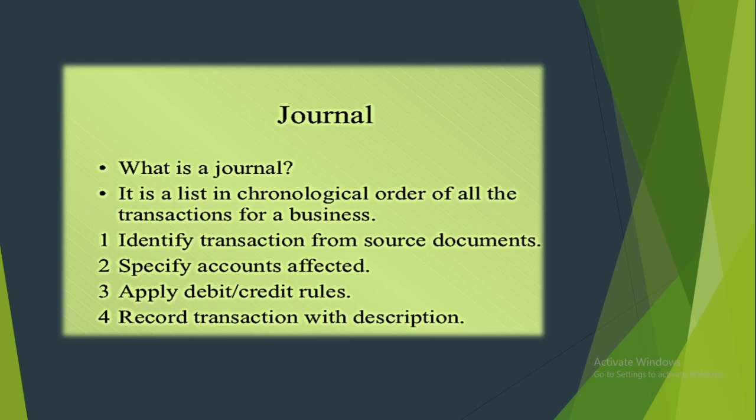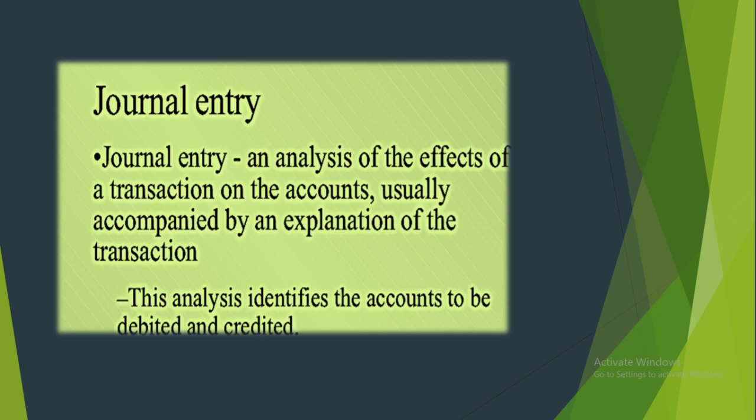So let us start with journal. What is a journal? It is a list in chronological order of all the transactions for a business. And in this journal there are some steps given, like identify transaction from source documents, specify accounts affected, third is apply debit or credit rules, and finally record transaction with description, and that is narration.